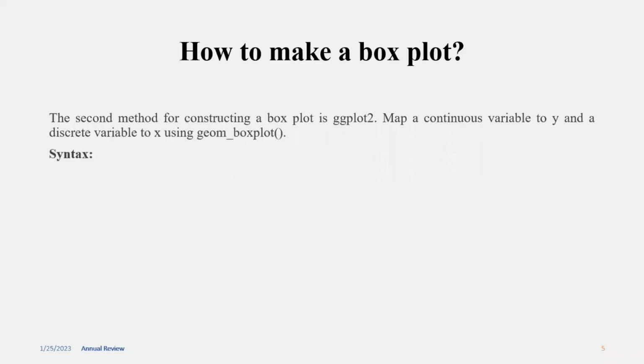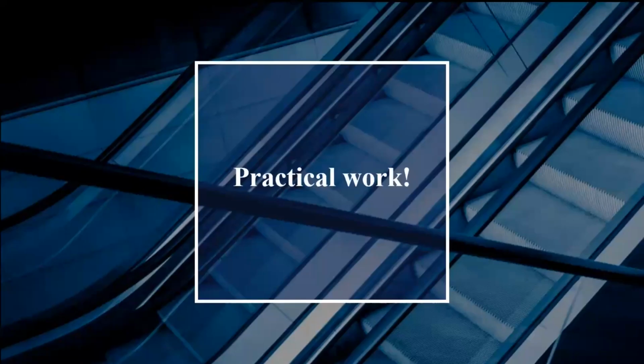The second method for constructing a box plot is with the help of the ggplot2 package. You have to map a continuous variable to y and a discrete variable to x using the geom_boxplot function. Let's see the syntax. First of all, you will use the ggplot function, and then you will use the geom of geom_boxplot. Here you will pass the data frame and then the aesthetic functions, either in the ggplot function or in geom_boxplot. Let's do some practical work.